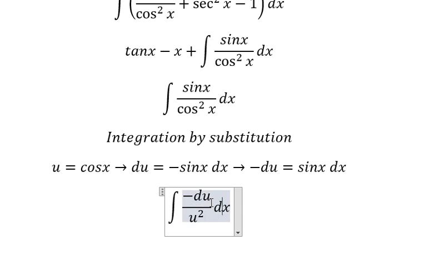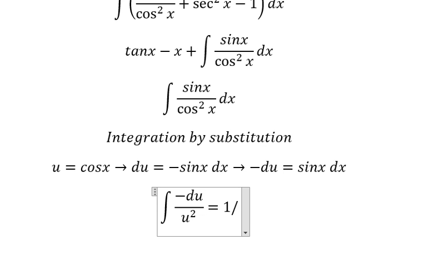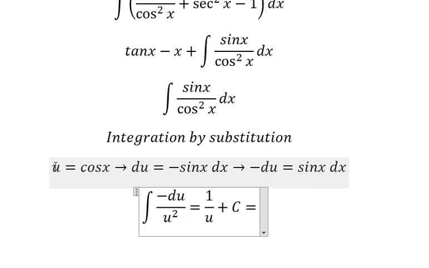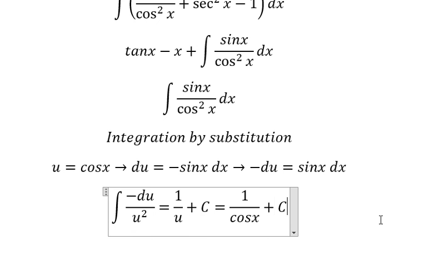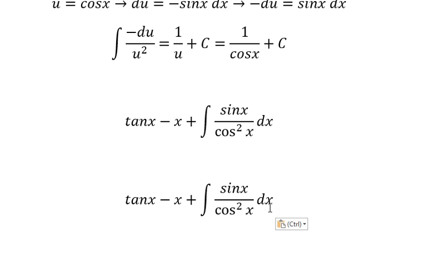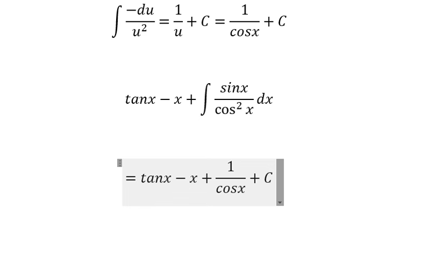The integration of this one you got 1 over u, and we put C. About u, that's cosine x, and we put C in here. So that means the integration of this one is 1 over cosine x, and we put C in here. So this is the final answer. This is the end. Thank you for watching.